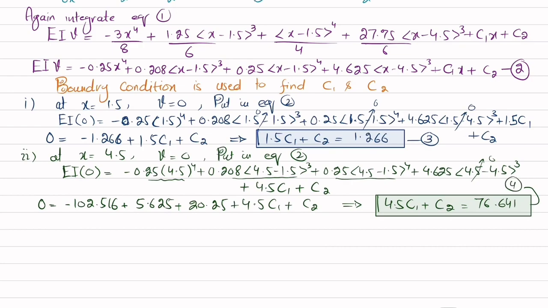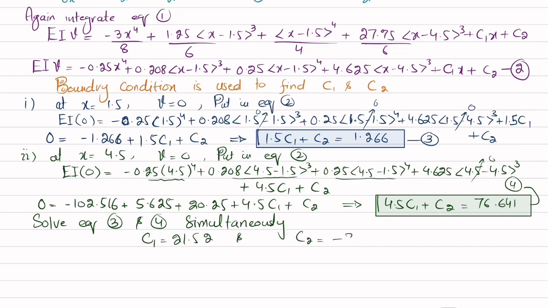Now equations 3 and 4 are simultaneous equations. So solve equations 3 and 4 simultaneously. It's very easy. You will get C1 equal to 21.52 and C2 equal to minus 36.42. So this is the value of C1 and C2.